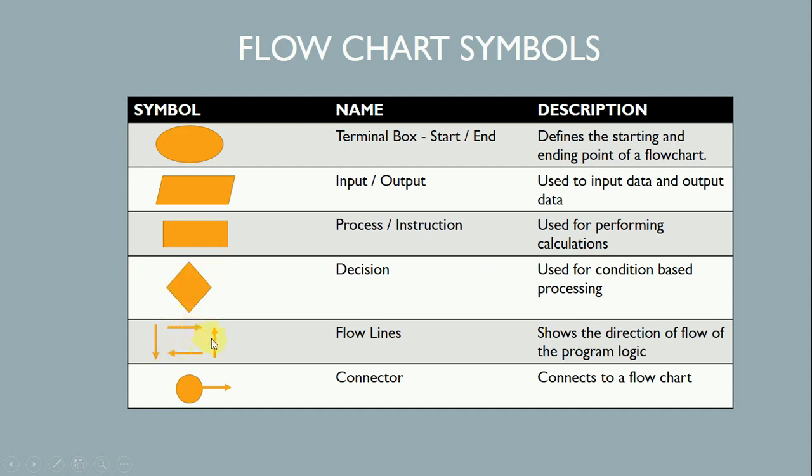Now these are the four flow lines in four different directions and they show the direction of flow of the program logic. And the last symbol is a connector and it connects parts of a flowchart. Sometimes we have a very big flowchart and it does not fit on a single sheet of paper. So we can break the flowchart into two or more flowcharts and then connect them using a connector.